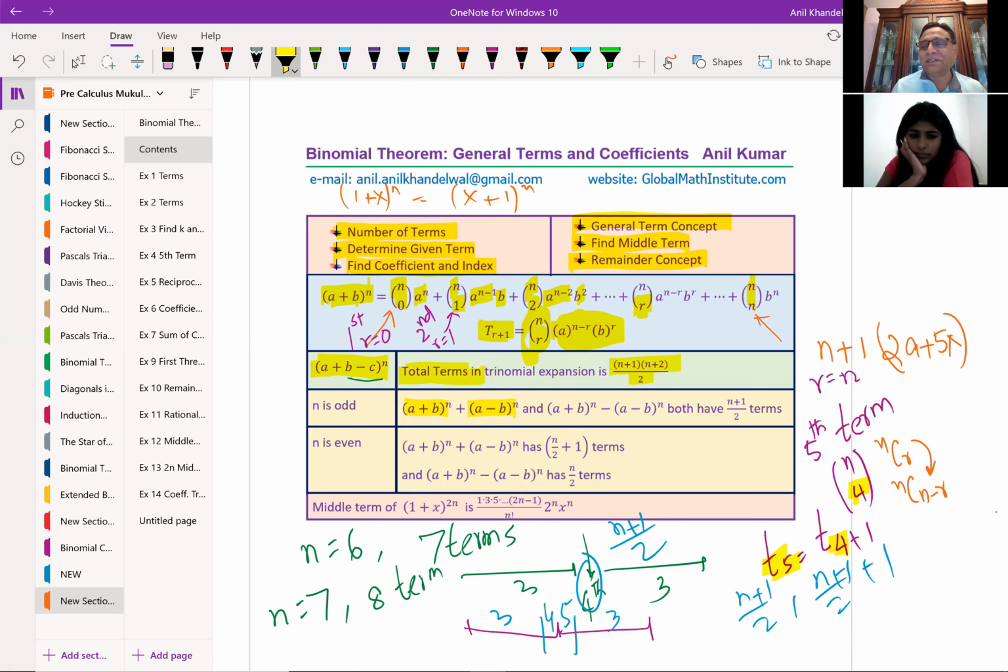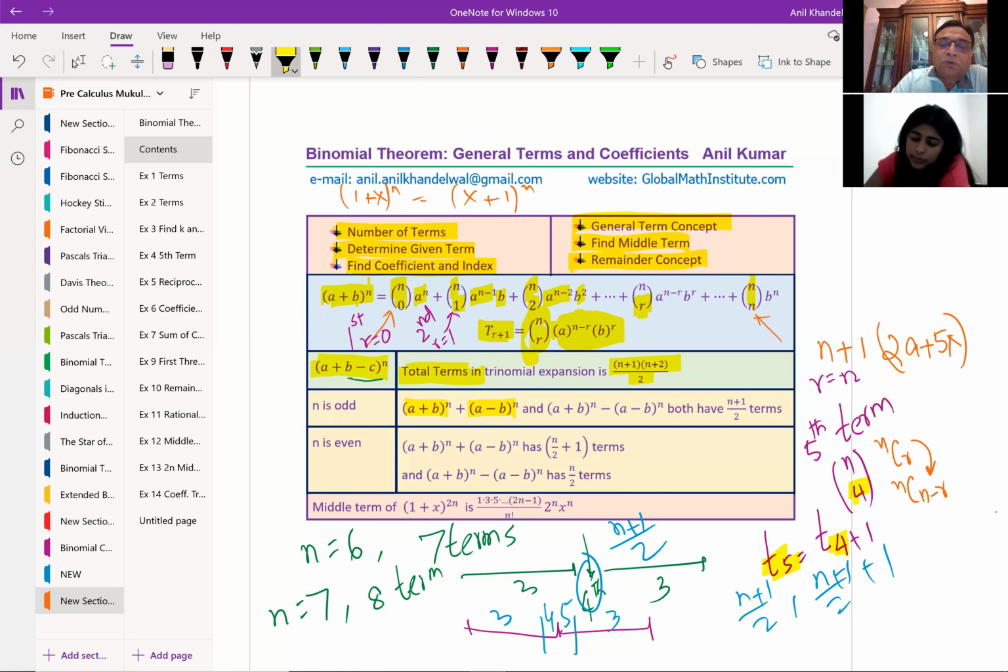If you have a series with a plus b and a minus b, and if I add them, then alternate terms will cancel away. And if I subtract them, even then alternate terms will cancel away. It all depends. Sometimes the odd terms will cancel away, sometimes the even terms will cancel away. That is another complexity which comes into play when we work with binomial theorem related questions.